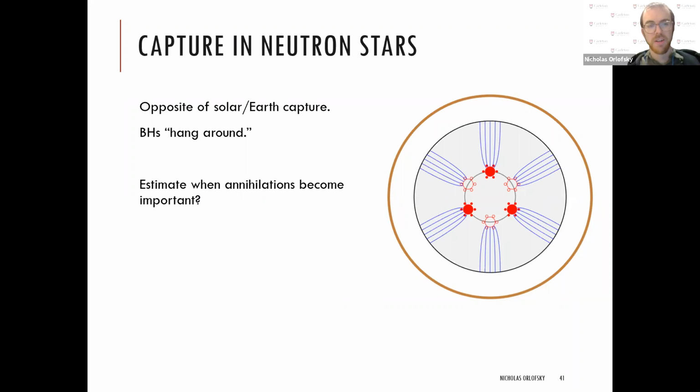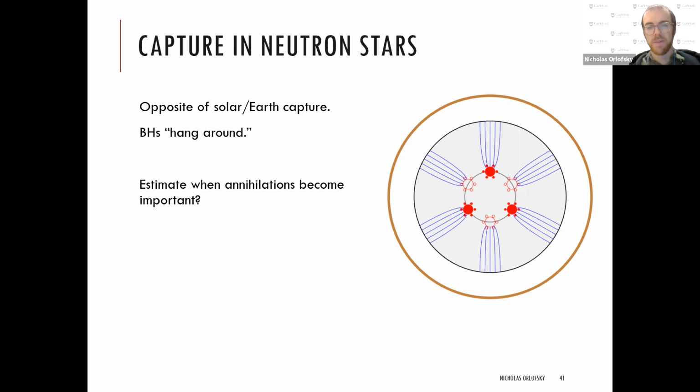So the upshot here is that it looks like it could produce a situation that's the exact opposite of solar Earth capture, where instead of the black holes finding each other and annihilating, they just kind of hang around inside of this neutron star. We still need to, of course, do an estimate to see when these annihilations become important.